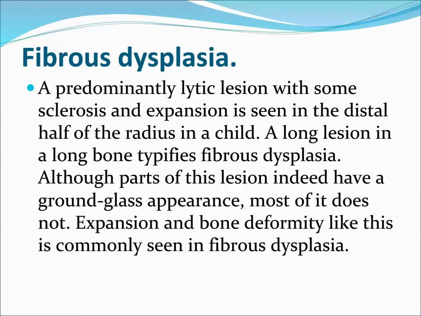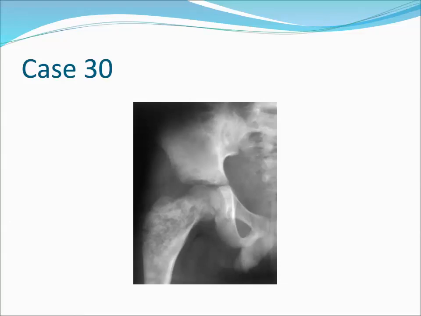Case number 30, fibrous dysplasia. An expansile mixed lytic/sclerotic process in the proximal femur is a common pattern for fibrous dysplasia. Note that the supraacetabular region is also involved. The ipsilateral proximal femur is invariably affected when the pelvis is involved with fibrous dysplasia.